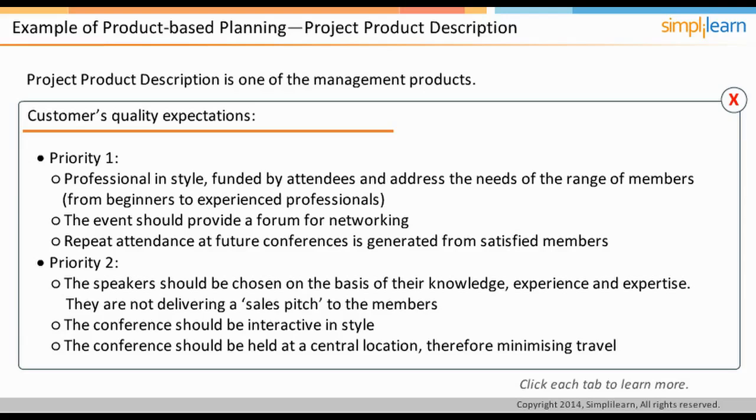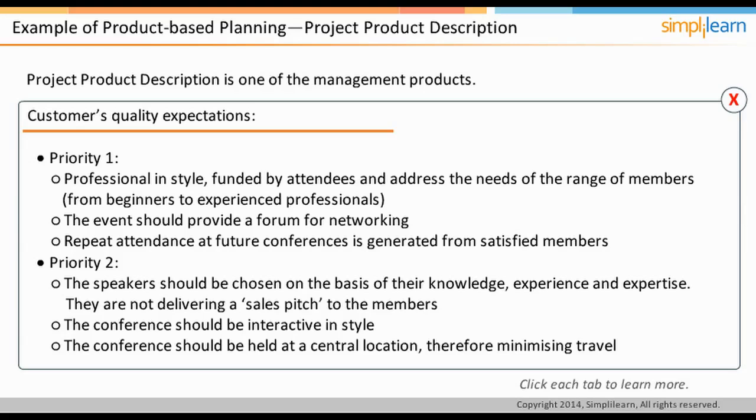The quality expectations are captured during the discussion with the customer. PRINCE2 suggests that wherever possible, prioritize the expectations. In this example, the first priority customer quality expectations are professional in-style, funded by attendees, and address the needs of the range of members from beginners to experienced professionals. The event should provide a forum for networking, and repeat attendance at future conferences is generated from satisfied members.